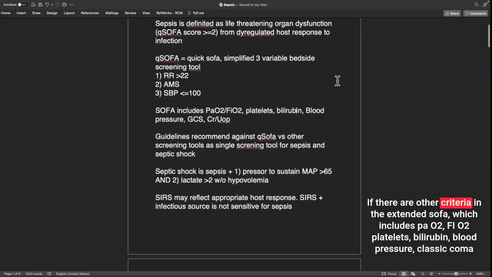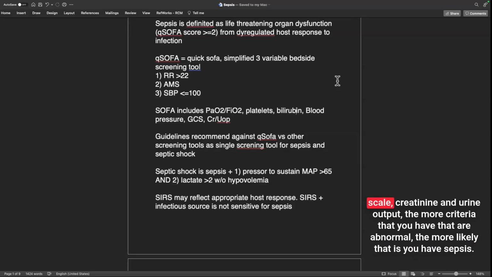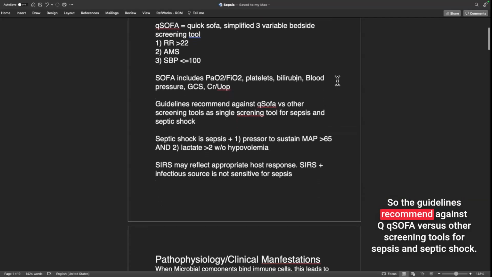There are other criteria in the extended SOFA, which includes PaO2, FiO2, platelets, bilirubin, blood pressure, Glasgow Coma Scale, creatinine, and urine output. The more criteria that you have that are abnormal, the more likely it is you have sepsis. So the guidelines recommend against qSOFA versus other screening tools for sepsis and septic shock.